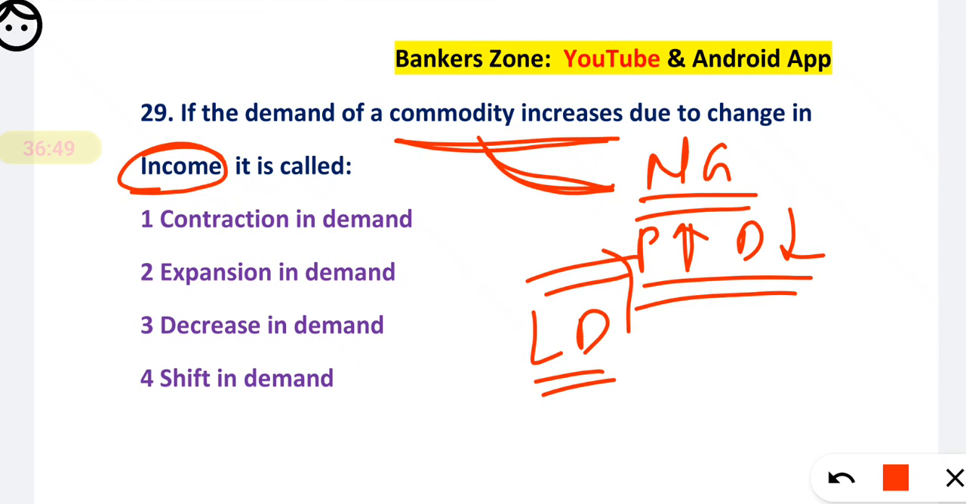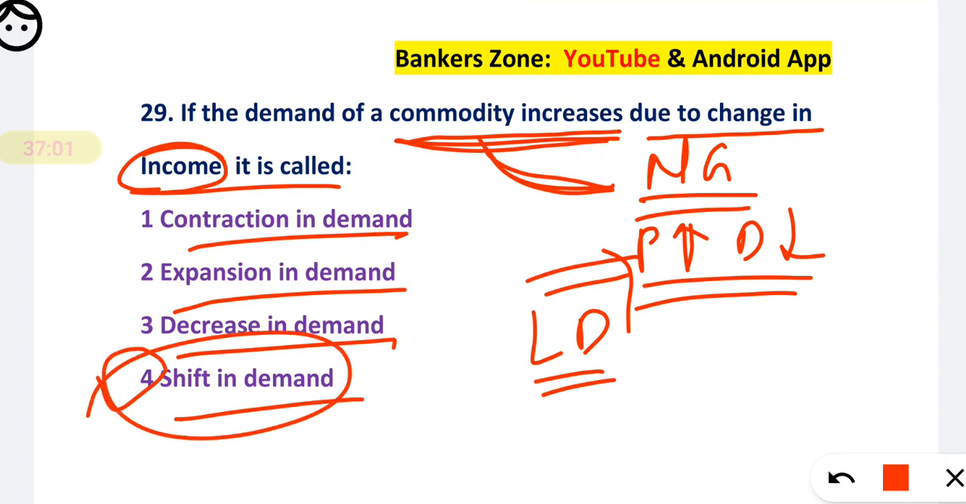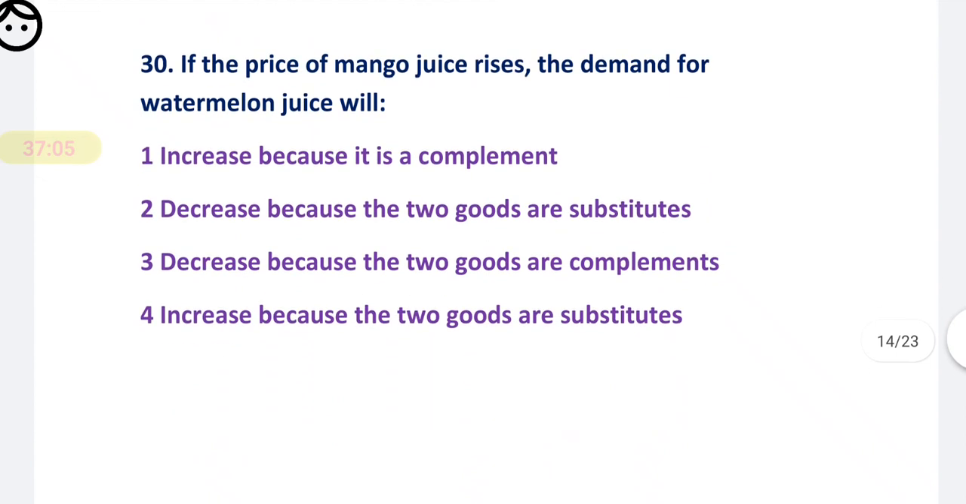If the demand of the commodity has been increased due to a change in income, it is called: contraction in demand, expansion in demand, decrease in demand, or shift in demand. Common sense, it is a shift in demand. Okay, this is the correct option, the fourth option. Now the question number 30 we are discussing.